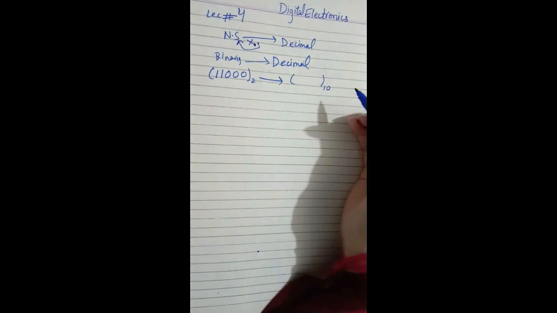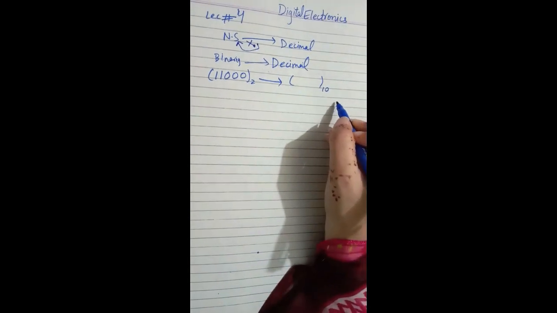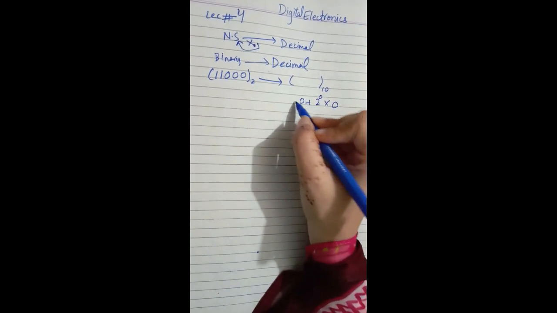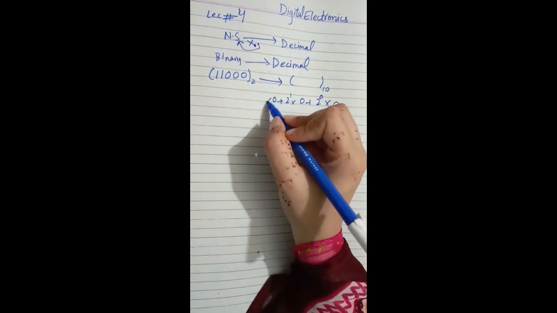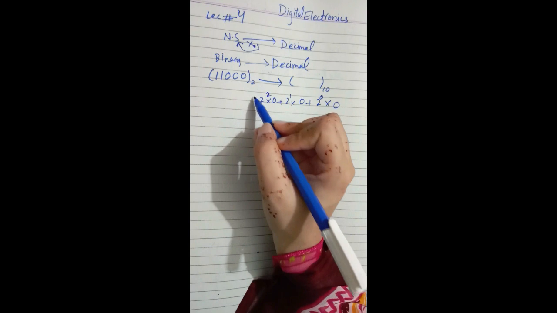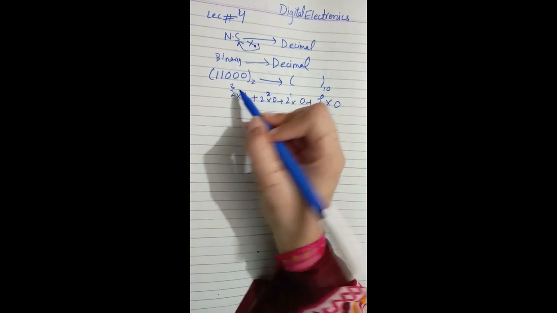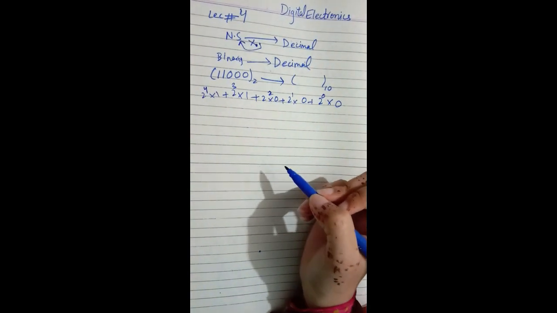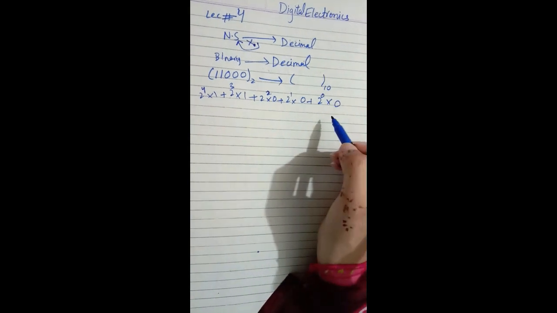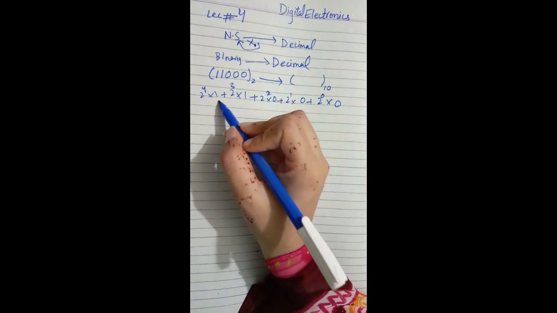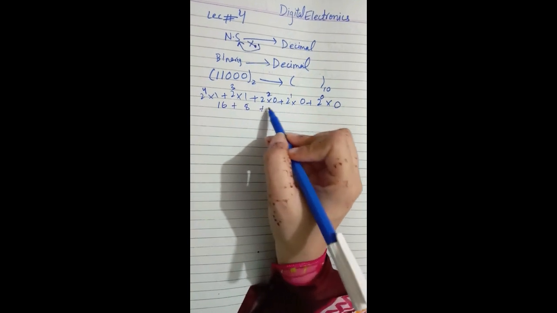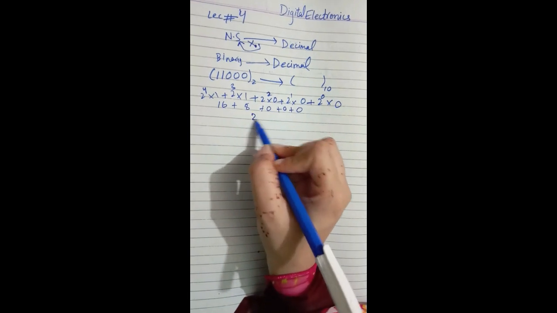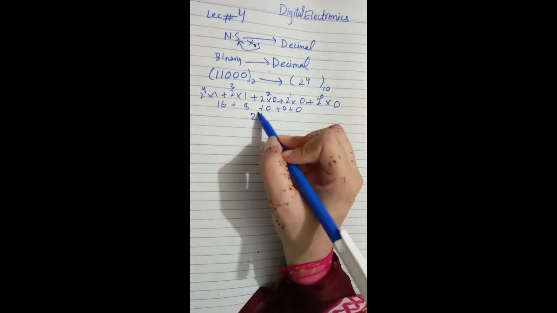So to convert this, we have 0 multiplied by 2 raised to power 0 plus 0 multiplied by 2 raised to power 1 plus 0 multiplied by 2 raised to power 2, then plus 1 multiplied by 2 raised to power 3, and plus 1 multiplied by 2 raised to power 4. Now we will write it. The answer we have is 16, 8, 0 plus 0, and plus 0. The final answer 16 plus 8, that is 24. The answer we have is 24.